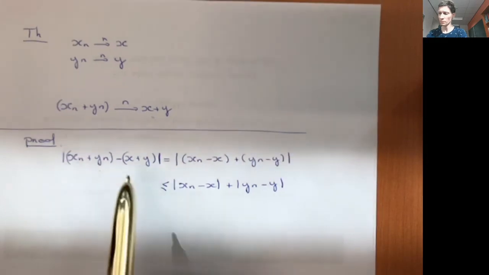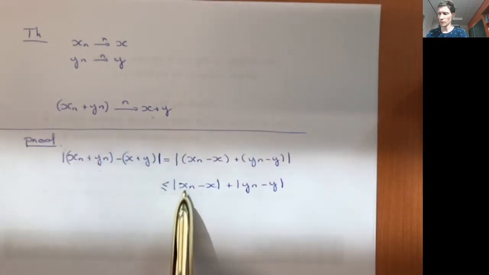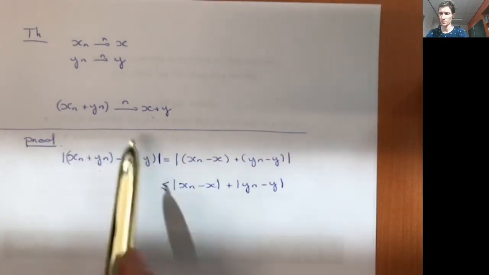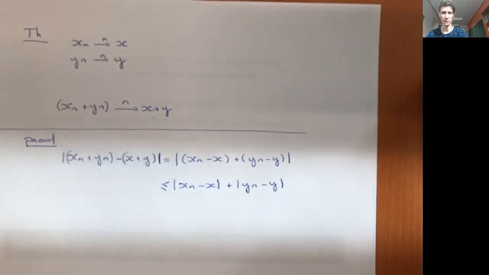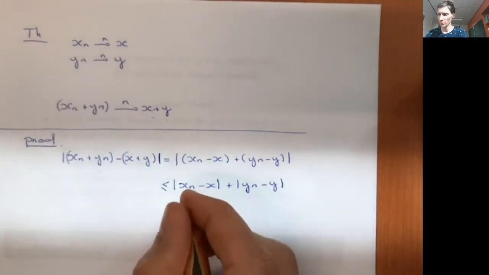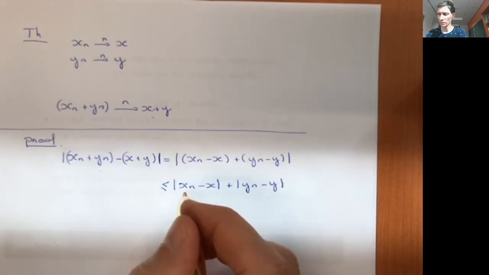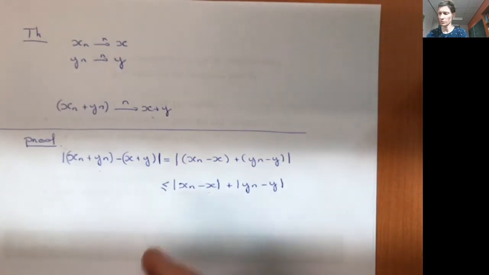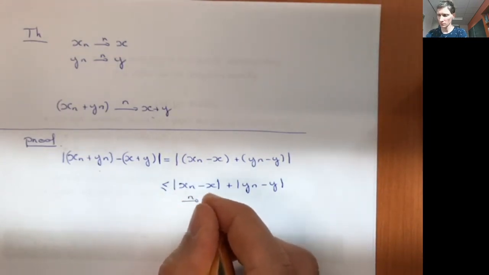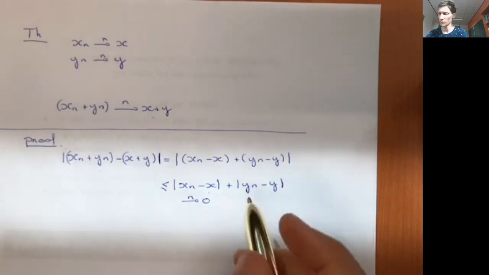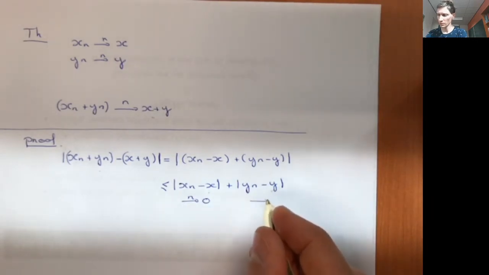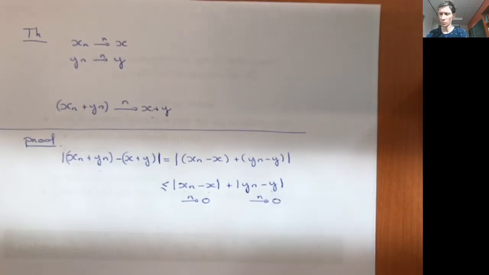So what do we know? We know that the sequence xn converges to x. Right, this is this part here. So we know that the absolute value of the difference of xn and x converges to 0. So we have that this goes to 0. You also have that this goes to 0 because yn converges to y.